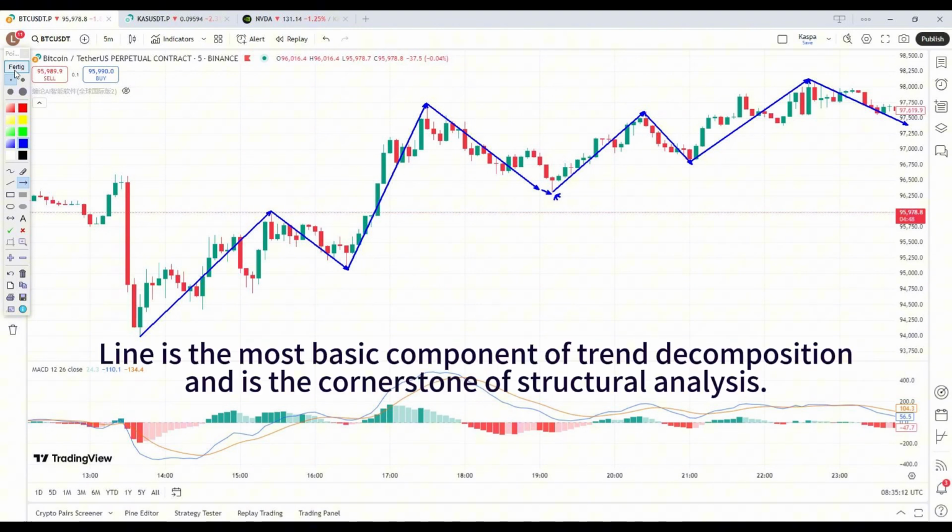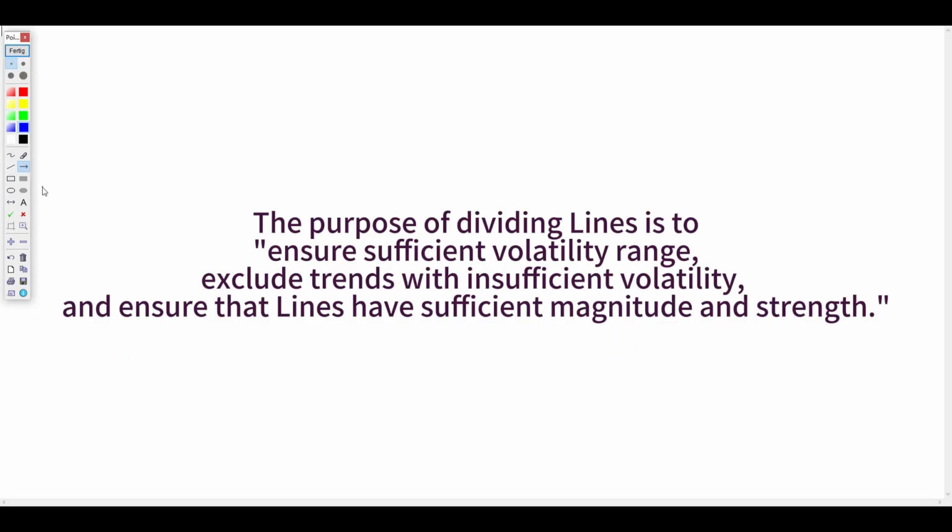Line is the most basic component of trend decomposition and is the cornerstone of structural analysis. It is important to mention a new concept here, trend decomposition, which is the core application of Chan theory, and this will be discussed later. The purpose of dividing lines is to ensure sufficient volatility range, exclude trends with insufficient volatility, and ensure that lines have sufficient magnitude and strength.